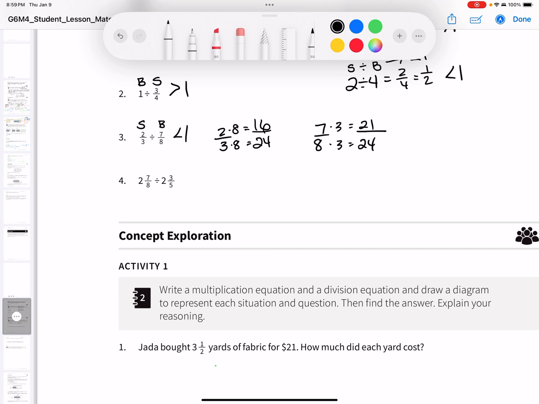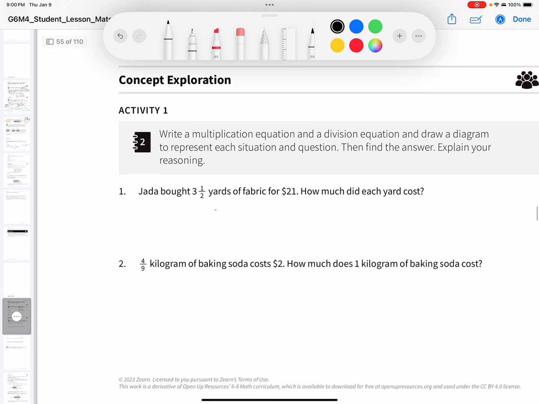Okay, now let's do this. 2 and 7/8 divided by 2 and 3/5. Well, again, 7/8 is going to be bigger than 3/5. So this is the bigger number divided by the smaller number. So this answer is going to be greater than 1. All right, let's go on to our activity.